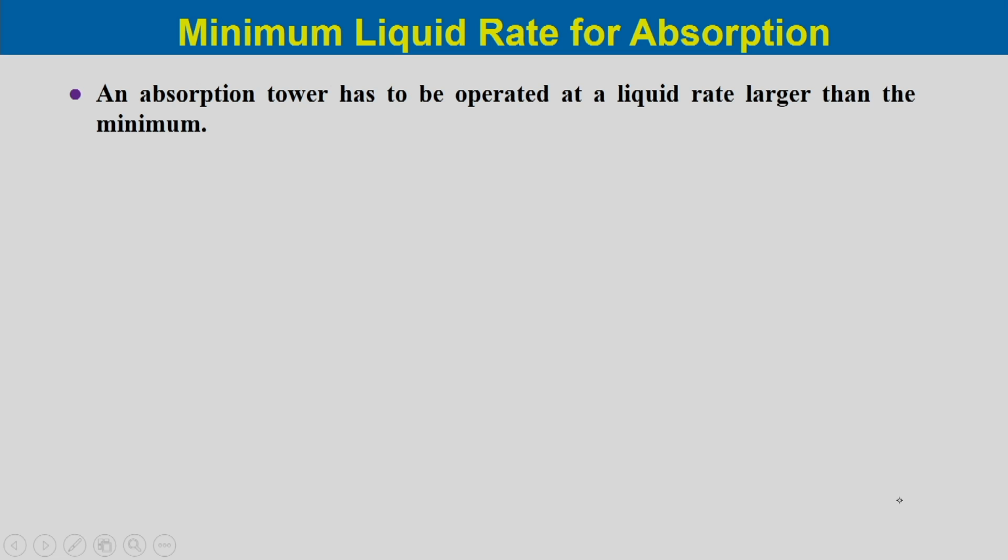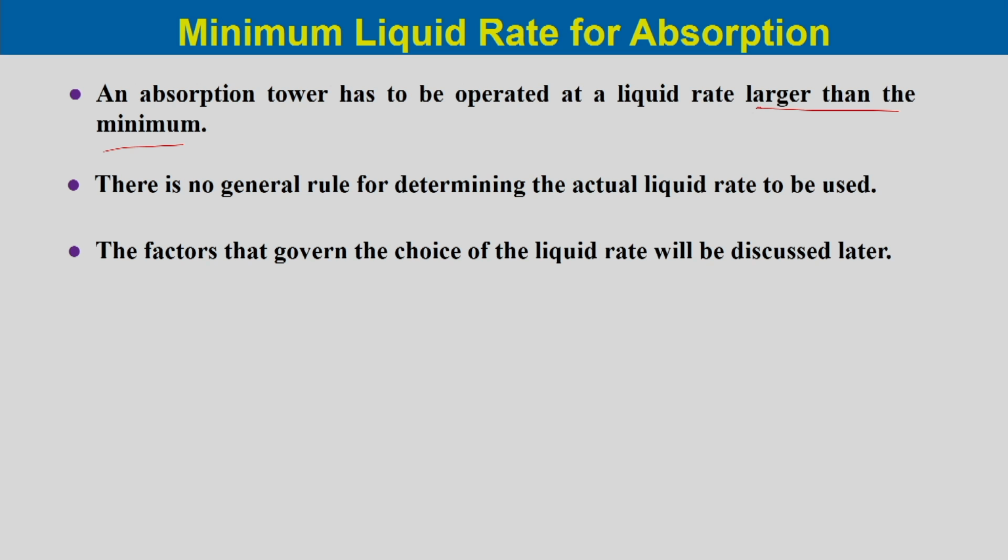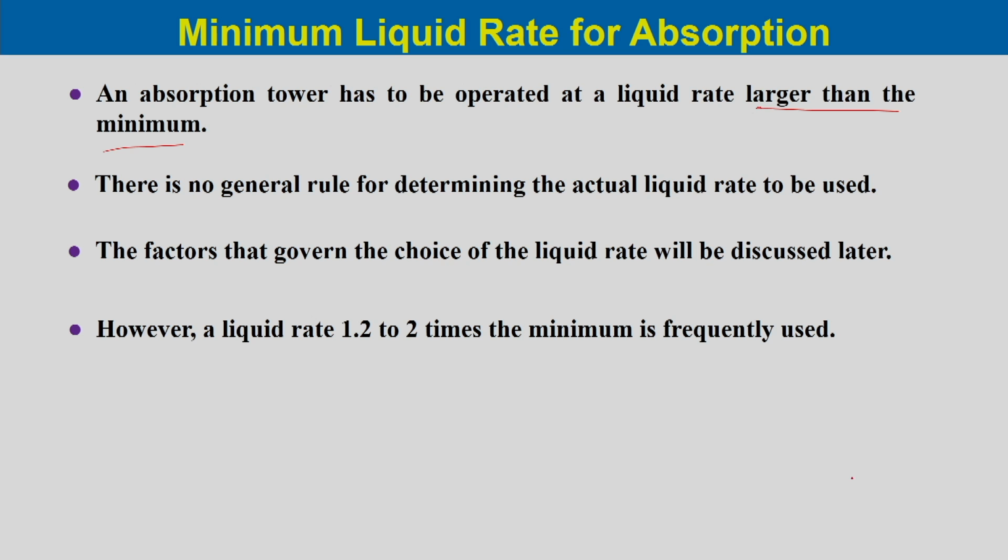An absorption tower has to be operated at a liquid rate larger than the minimum one. There is no general rule for determining the actual liquid rate to be used. So, the factors that govern the choice of the liquid rate will be discussed later. However, a liquid rate 1.22 times the minimum liquid rate is frequently used.